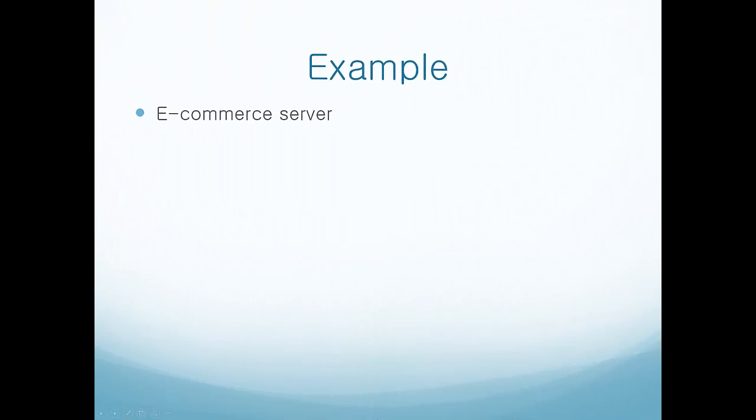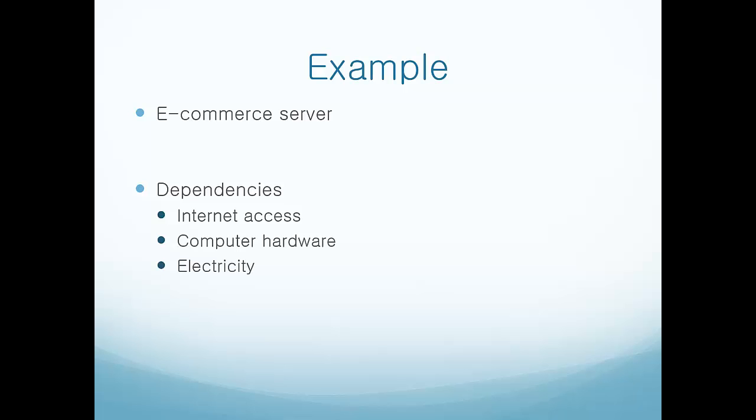So for example, let's say your organization is running an e-commerce server for its business, and it's a mission-critical system for the organization. And some of the dependencies associated with the e-commerce server could be internet access, computer hardware, electricity, temperature control, and storage facility. So, for example, again, if the internet access is no longer available, your e-commerce server won't work.